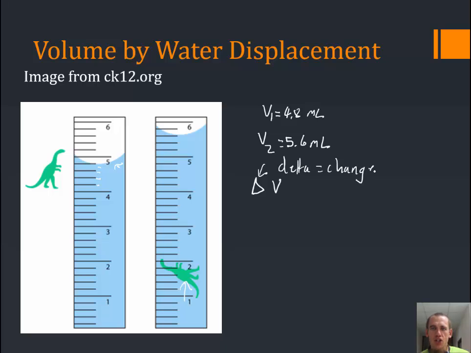And so if I want to find the change in something, I take where it's at and I subtract where it started. So I take 5.6 minus 4.8, and I get a change in volume of 0.8 milliliters. So I know that that dinosaur has a volume of 0.8 milliliters because it moved that much water out of the way. It moved an amount of water out of its way equal to its own volume. So that's where the water displacement method works.